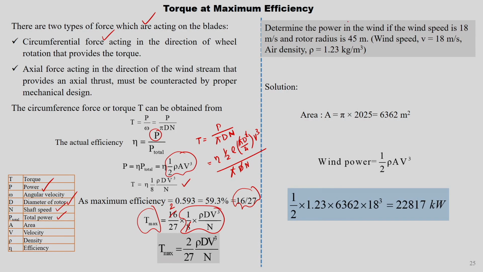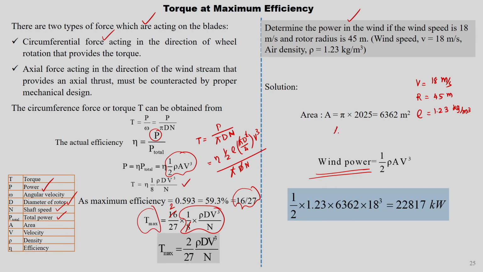So, if you want to determine simple power, then what is the formula to be used? Half rho A V cube. Here the wind speed V is given as 18 meter per second, the rotor radius is directly given, which is 45 meter, and air density is given in this problem as 1.23 kg per meter cube. This is a simple calculation.